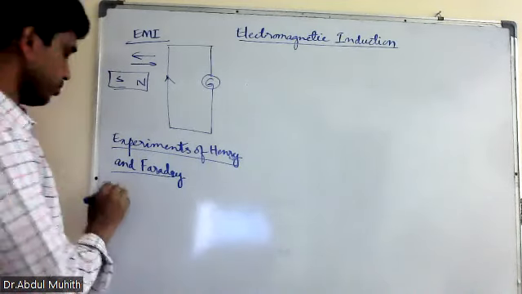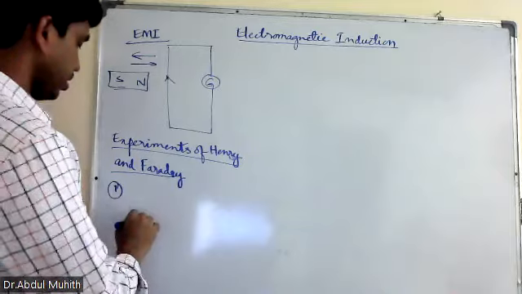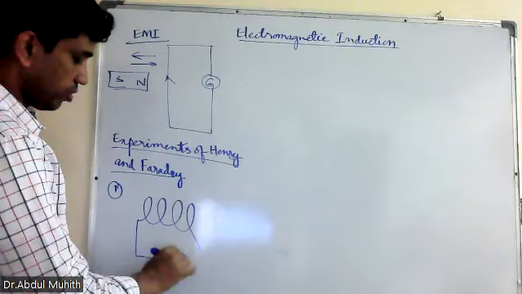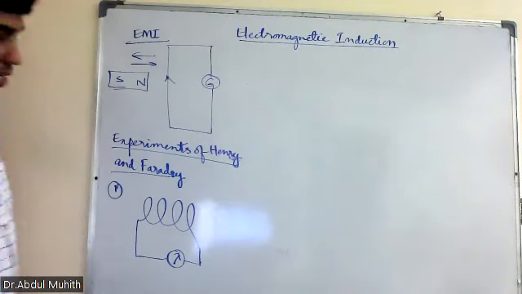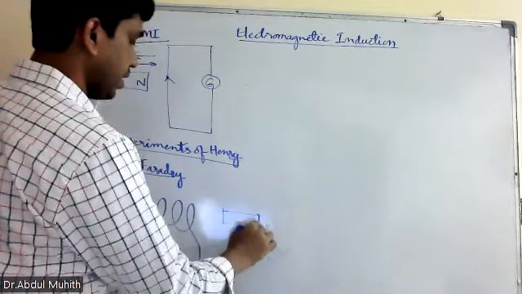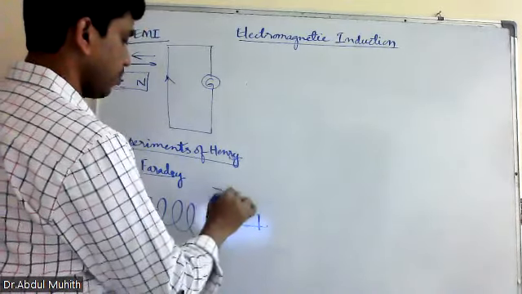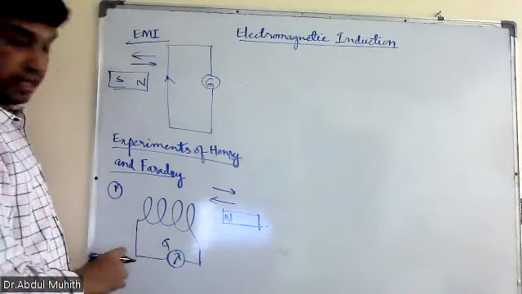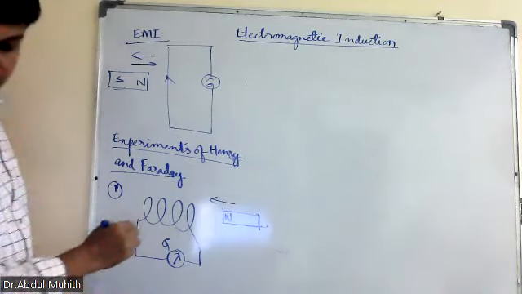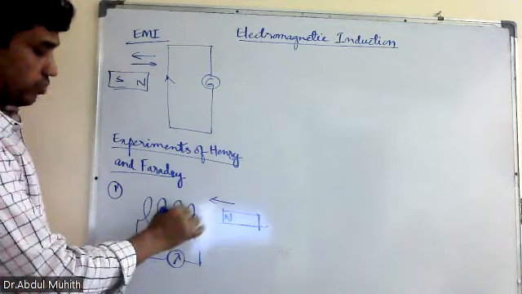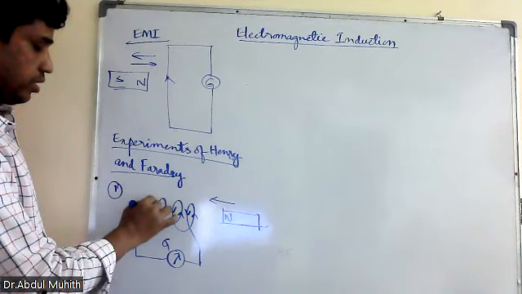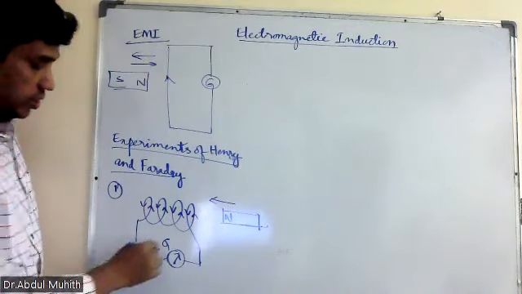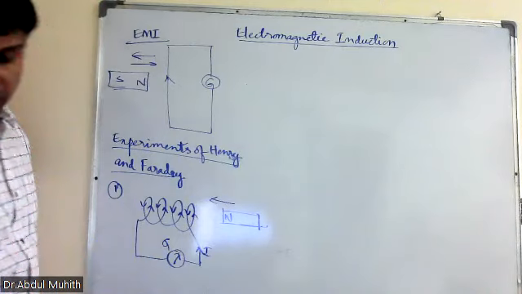So the first one, what does he say? Suppose there is a coil connected to a galvanometer, and a magnet is made to move towards or away from the coil. What will happen? Current is induced in the conductor. When it is made to move towards it, induced current starts flowing in the conductor. Here G is the galvanometer and I is the current. Clear? This is the first one.